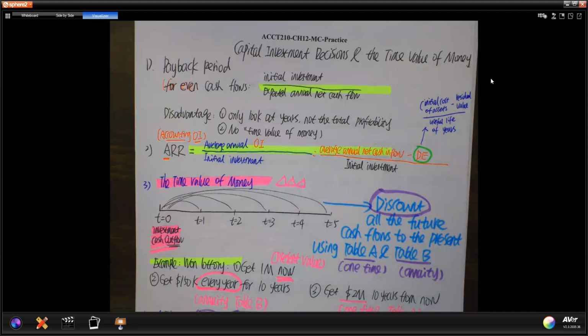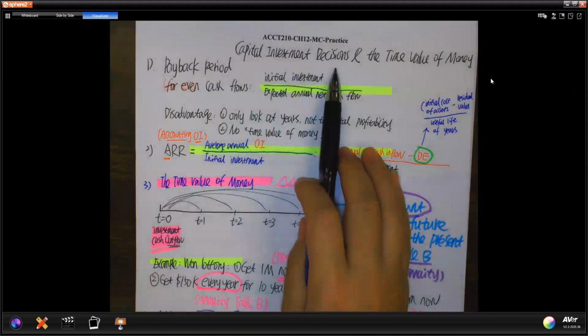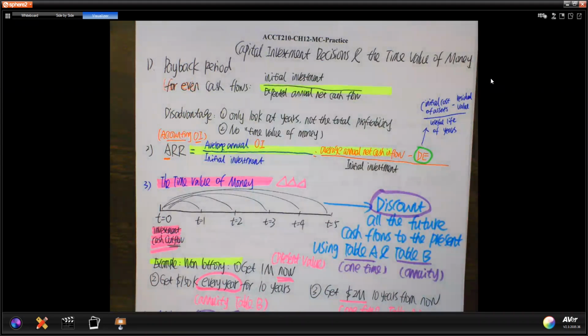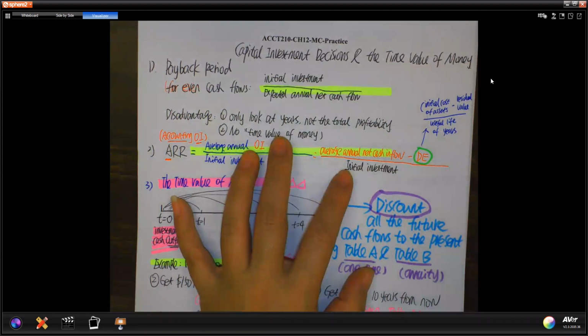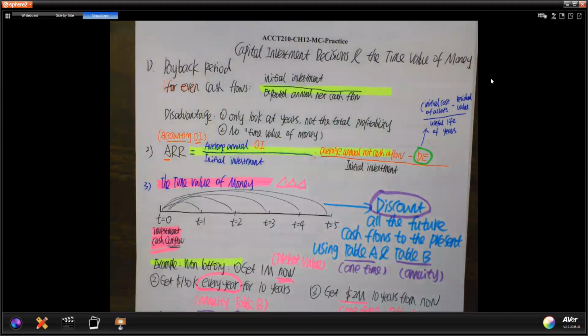In this video, we will talk about chapter 12, the multiple choice practice. So chapter 12, talking about capital investment decisions and then the time value of money. I put the title there because I think the title is a good summary for this chapter. I summarized my notes here. Feel free to have your own note or summary there.